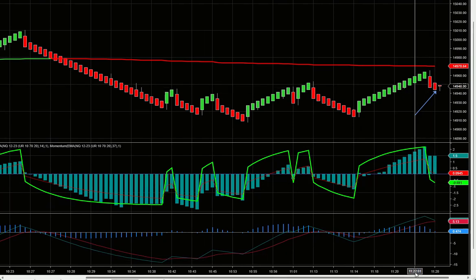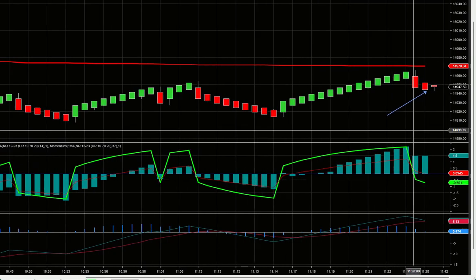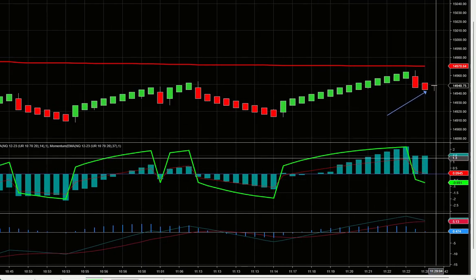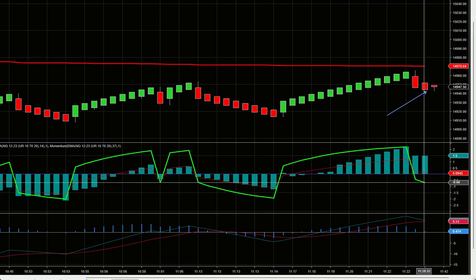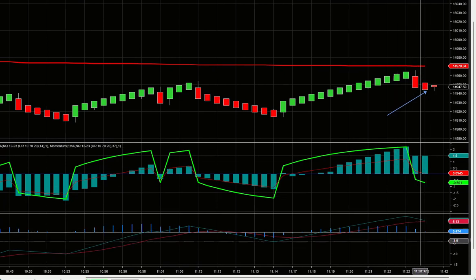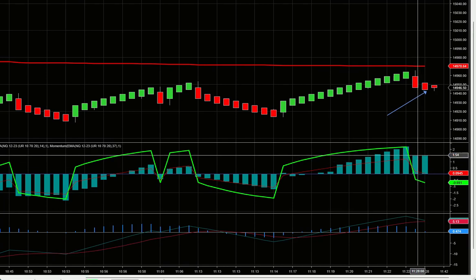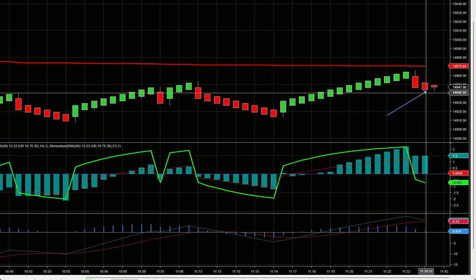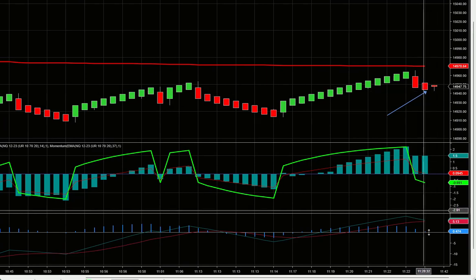But the filters disagree. Why? The linear regression is above zero, and this EMA is below, but this EMA is above. And MACD, the histogram right here, is above zero. So basically, there are four filters not lined up, and the short on this trade is not confirmed, so it did not take the trade.